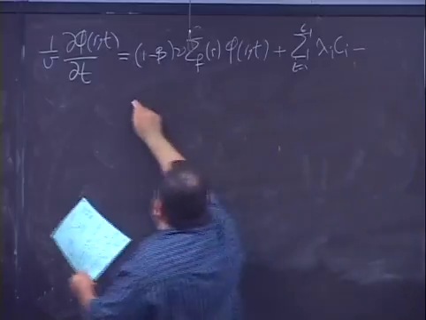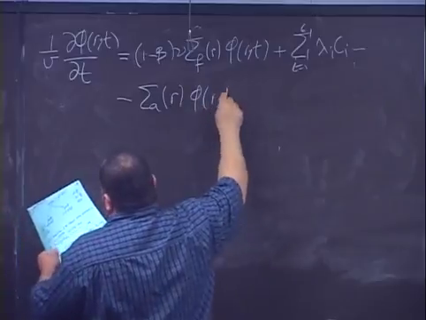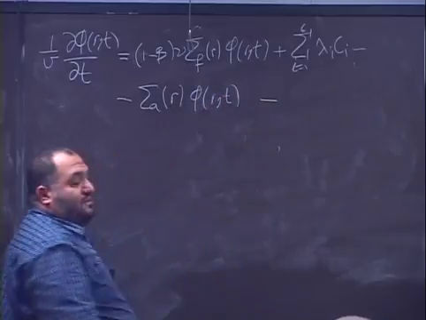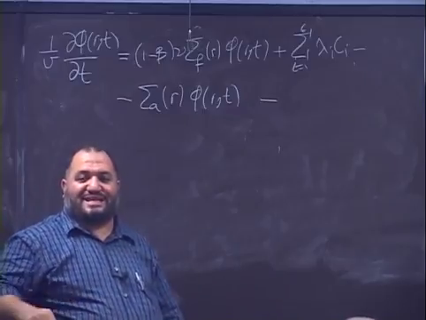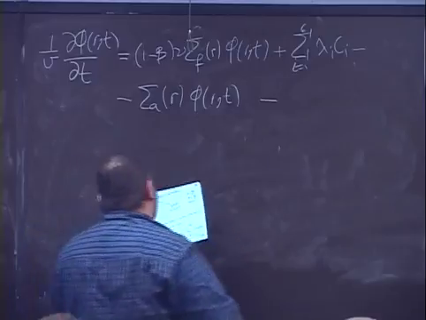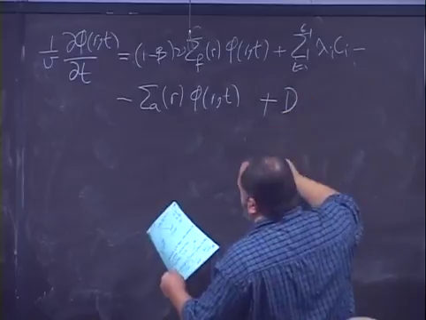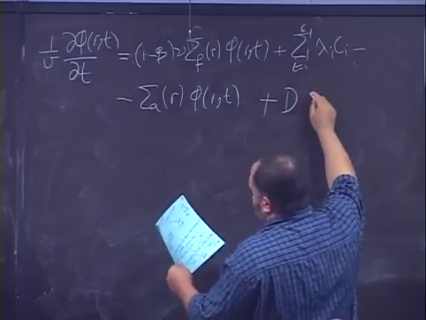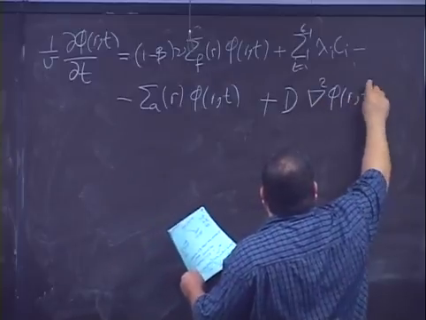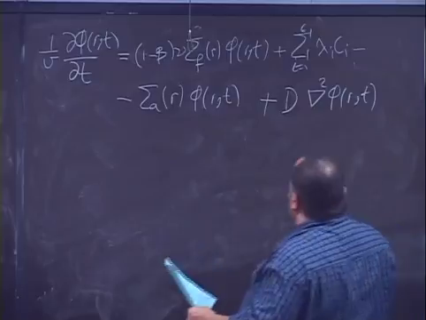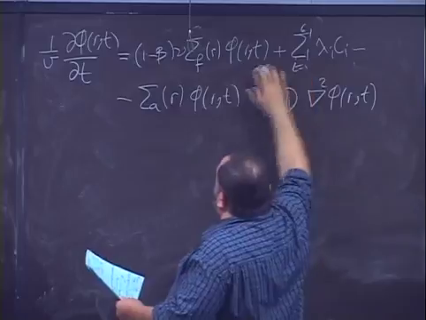Minus sigma absorption at position r, phi of r and t, minus divergence of J. Yes? But J is negative D grad phi. So I will consider that D is constant, for example. So this will give me D Laplacian phi of r and t. So this is just the leakage, this is the absorption, this is the prompt and delayed neutron.